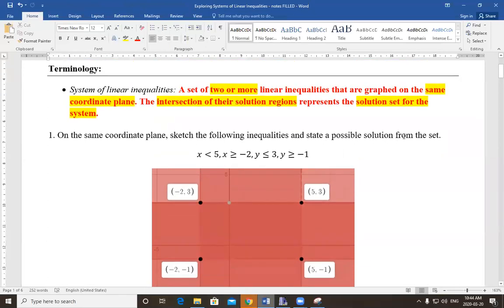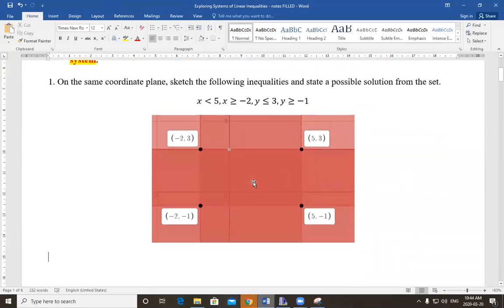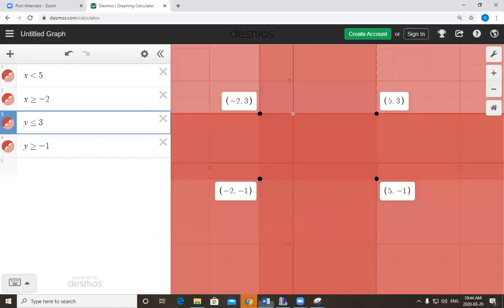To state a possible solution from the set, what we can do is pick any intersection point, so any coordinate pair. So for example, if I go back to Desmos, (0, 3) would fit. This is x, so 0 is greater than or equal to -2. 0 is less than or equal to 5. 3 for the y. 3 is less than or equal to 3. And 3 is greater than or equal to -1.